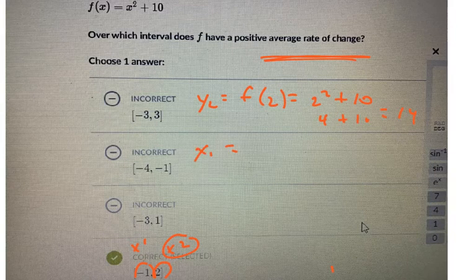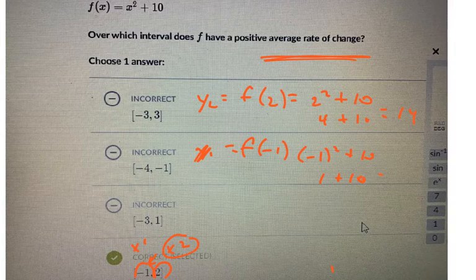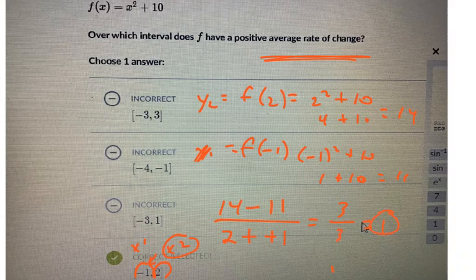Define y1. We're going to do basically f of negative 1. We're going to plug in that negative 1 in there. So we're going to get this. Negative 1 squared plus 10. 1 plus 10 is 11. So, what is our rate of change? It's going to be y2 minus y1 divided by our x2, which is 2, minus our x1, which is negative 1. Watch your signs, guys, because a minus negative makes a plus. So notice I get 3 over 3, which is 1, which is a positive rate of change.